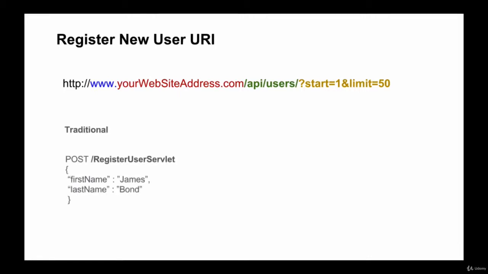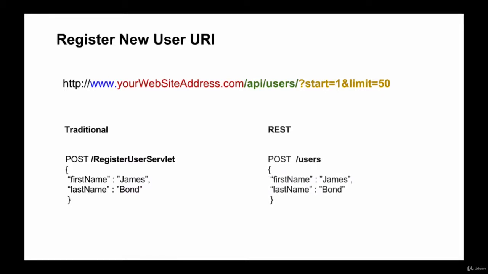So let's look at first a few examples. For example, traditionally, or non-RESTful style, we would have a URI looking like this. We'll have /registerUserServlet, for example, or if it was a PHP script, we'll have registerUser.php. And this script will accept an HTTP POST request, and that request will contain a JSON payload, which will have first name and last name and the values.